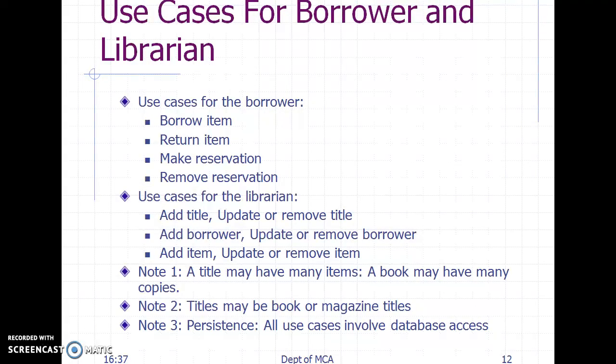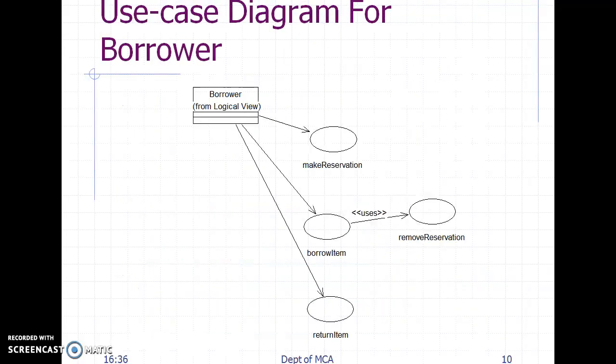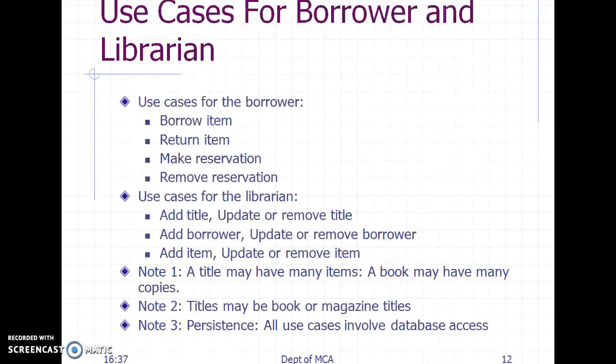Use cases for the borrower and the librarian. As we have discussed previously, for the borrower as well as for the librarian, we have categorized the use cases. For the borrower: borrow item, return item, make reservation, remove reservation. Coming to the library, we add title, update or remove related to the book. Related to the borrower, we can add the borrower, update or remove the borrower. Add item, update or remove the item like CDs, DVDs, any online e-materials. You can do all the updates by the library.